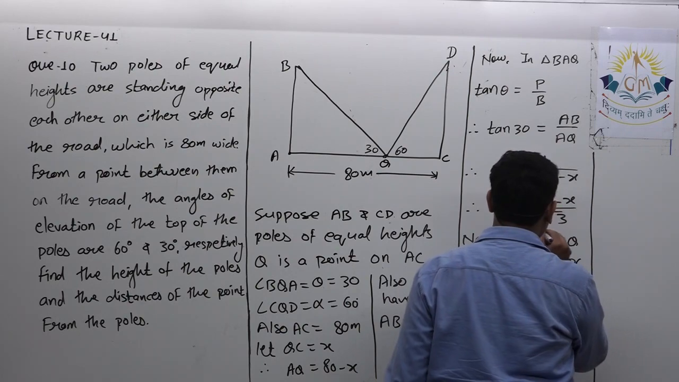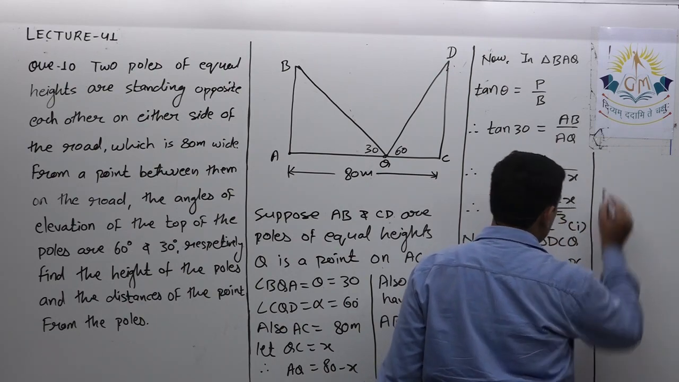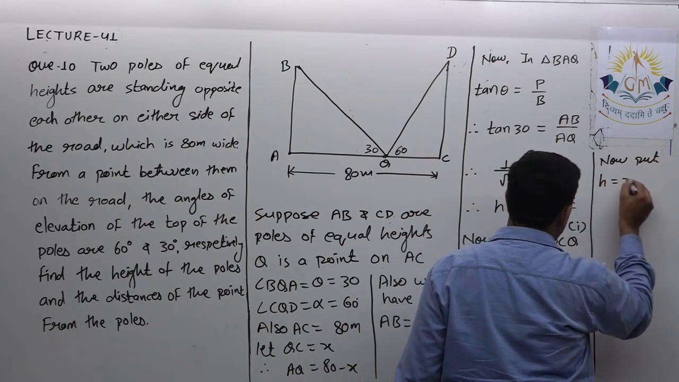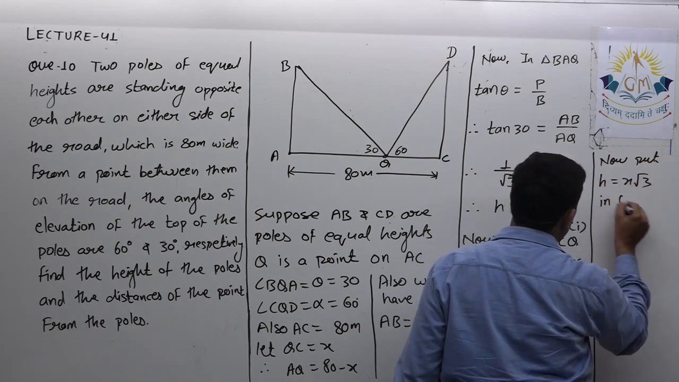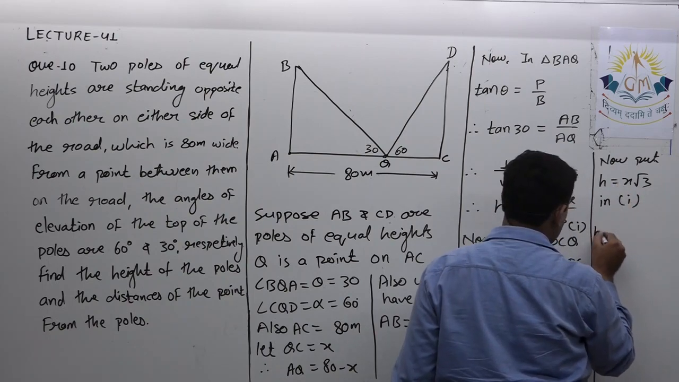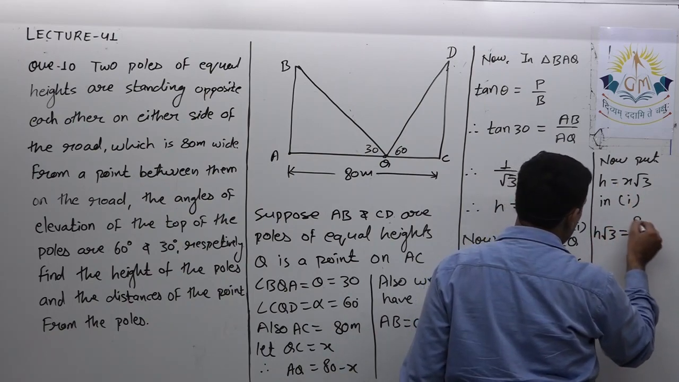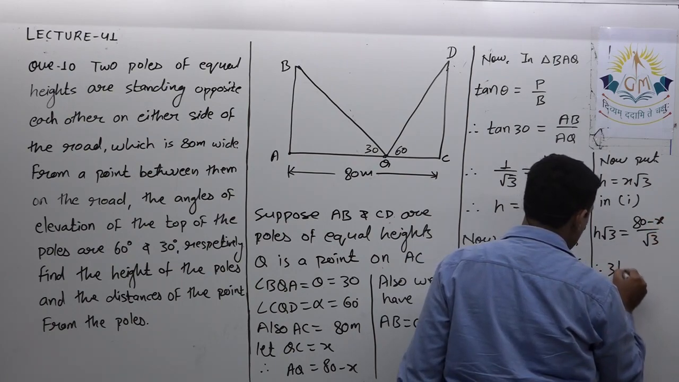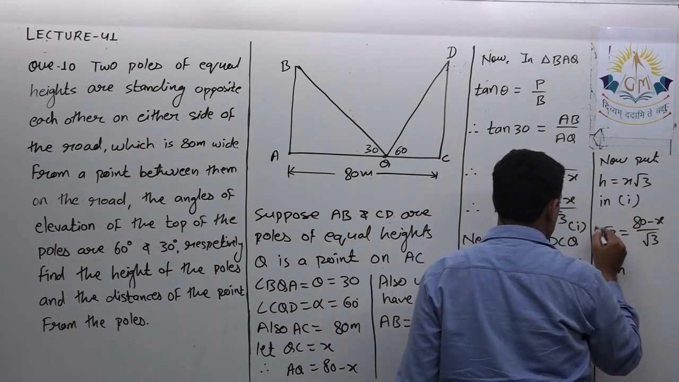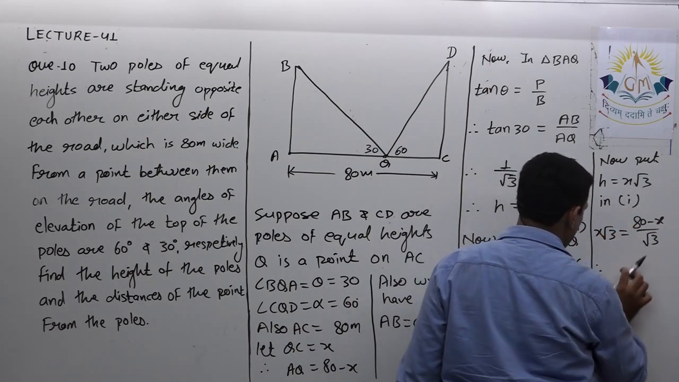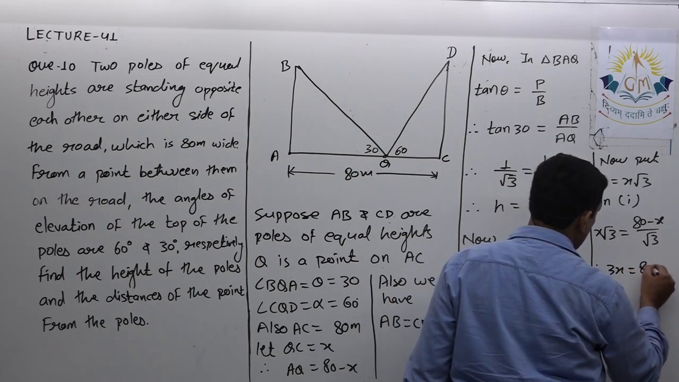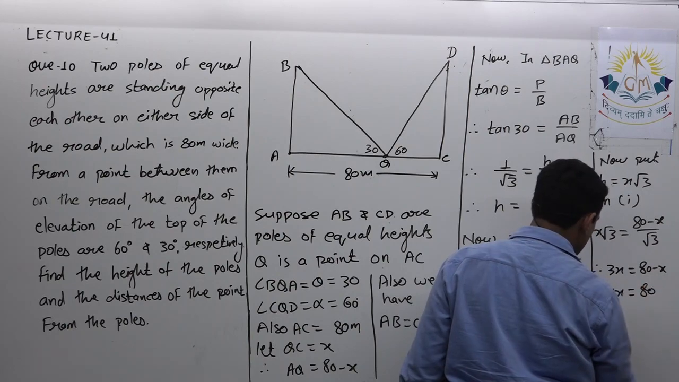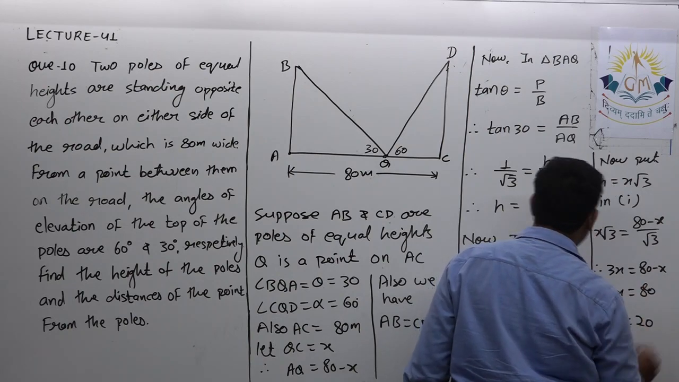Okay, I'm saying this was equation number 1. So now put H equal to X root 3 in first. So H root 3 is equal to 80 minus X upon root 3. Therefore 3x is equal to 80 minus X. Therefore 4x is equal to 80, and hence X is equal to 20.